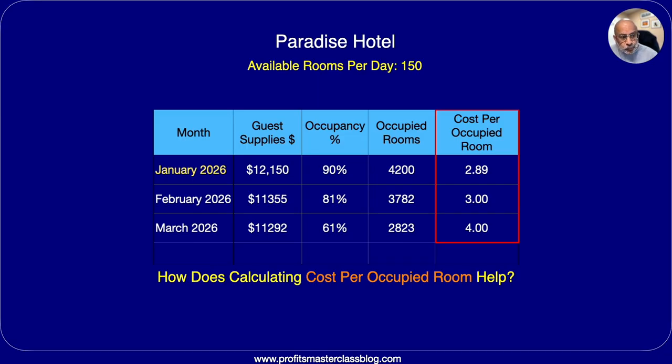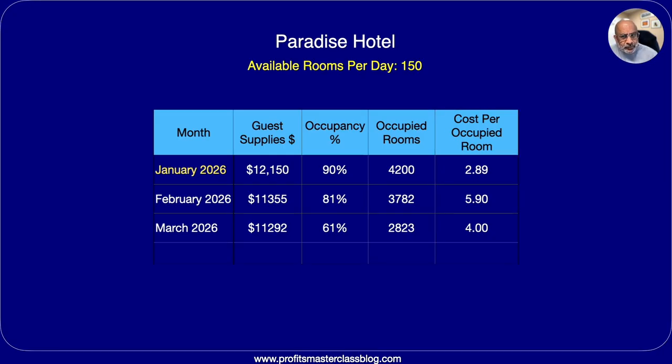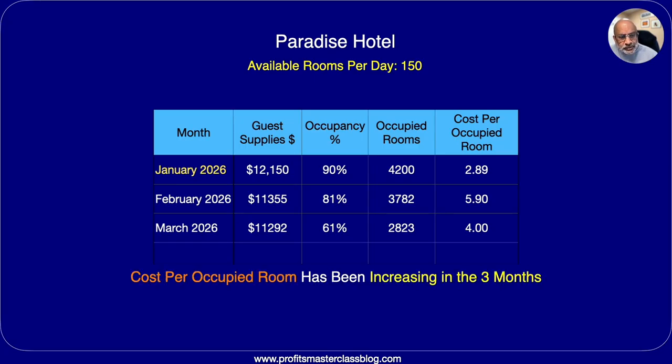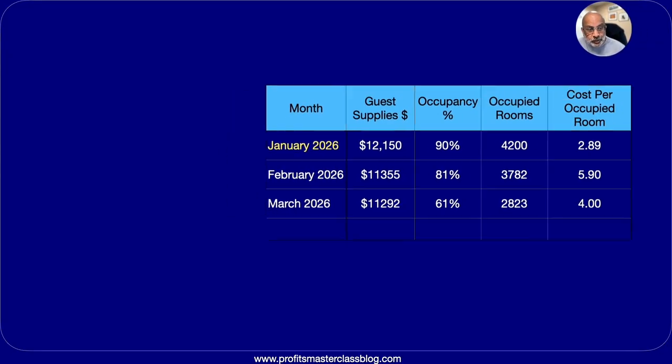His cost per occupied room has jumped up from $2.89 in January to $4 in March 2026. Something is wrong with his expense control. Marcus's cost per occupied room has jumped up, as I said, from $2.89 to $4, a whopping 38%. He would never have found this out if he had not calculated cost per occupied room.